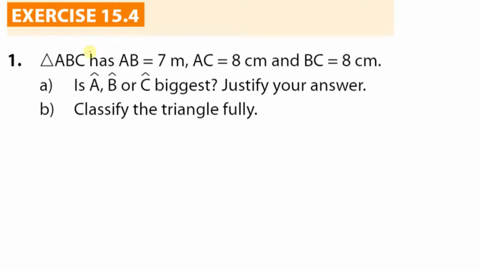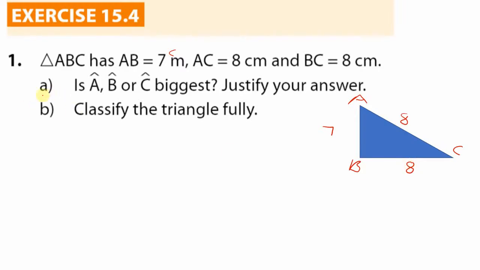So now in exercise 15.4, question 1, triangle ABC has AB equals 7 meter, just change that to centimeter, it's an error in the book. So we have AC equals 8 centimeter, and then we have AB equals 7 centimeter, and then BC 8 centimeter.